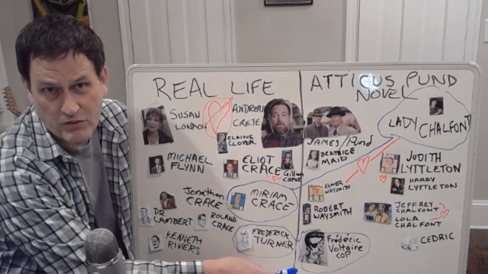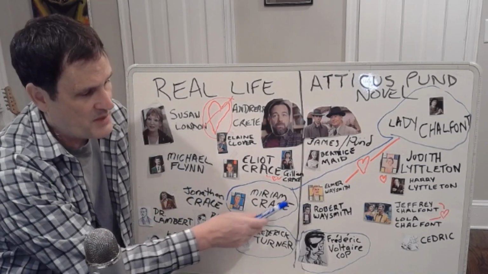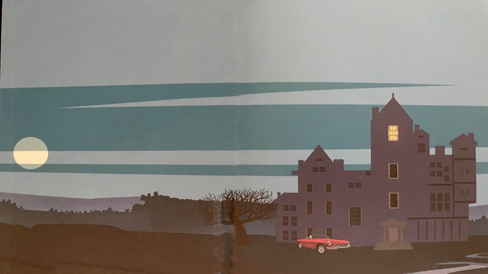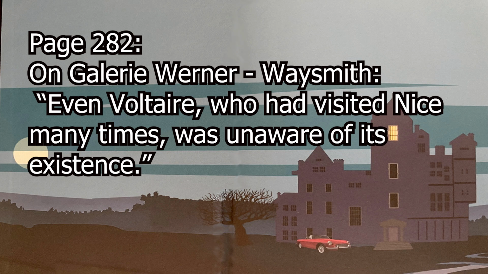Sticking on suspect Voltaire, on page 282, they're going to the Waysmith, Elmer, and Roberts gallery. And there's this odd phrase. It says, Voltaire, who had been to Nice many times, was unaware of the gallery's existence. It's pointing out that Voltaire had been to Nice many times. Why would he go to Nice? He's a Paris detective, isn't he? Why did he go in this case?